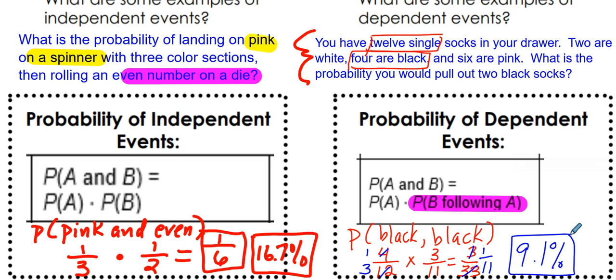All right, so now we've seen examples of both probability of independent events and probability of dependent events. And you may need to pause this if you need to continue copying these examples down. So if you need to do that now.